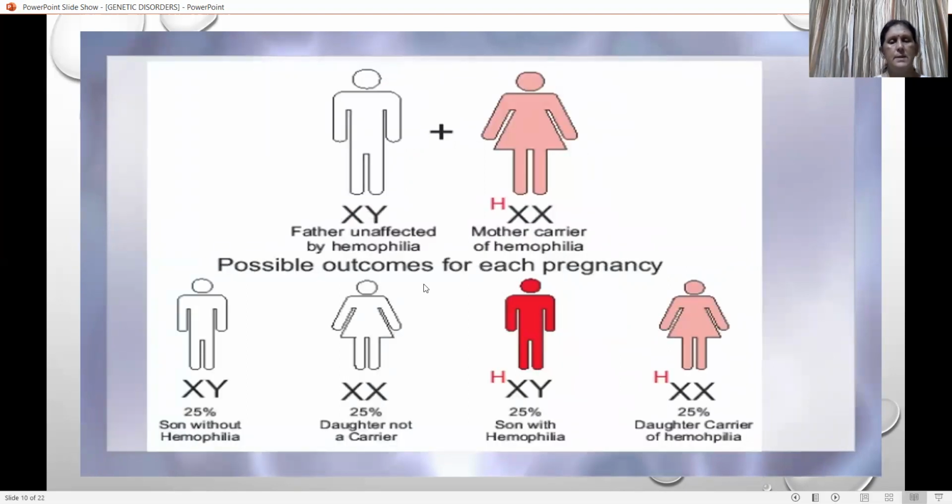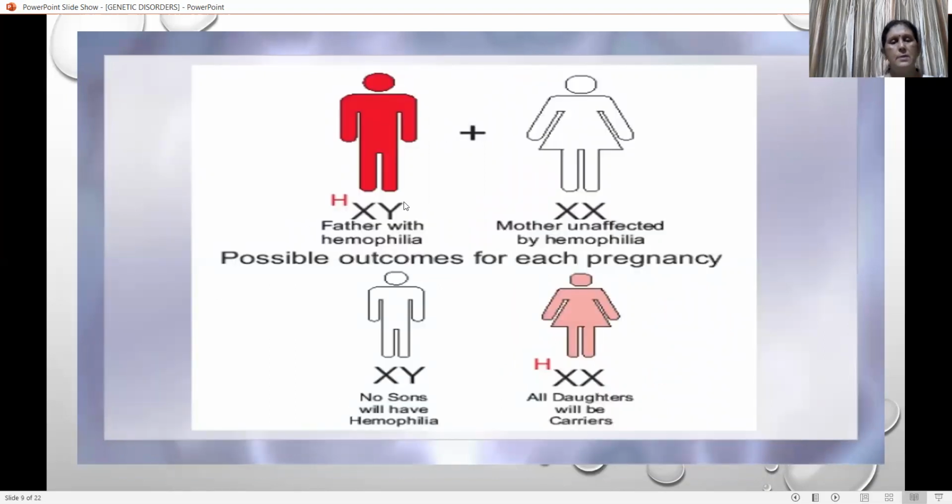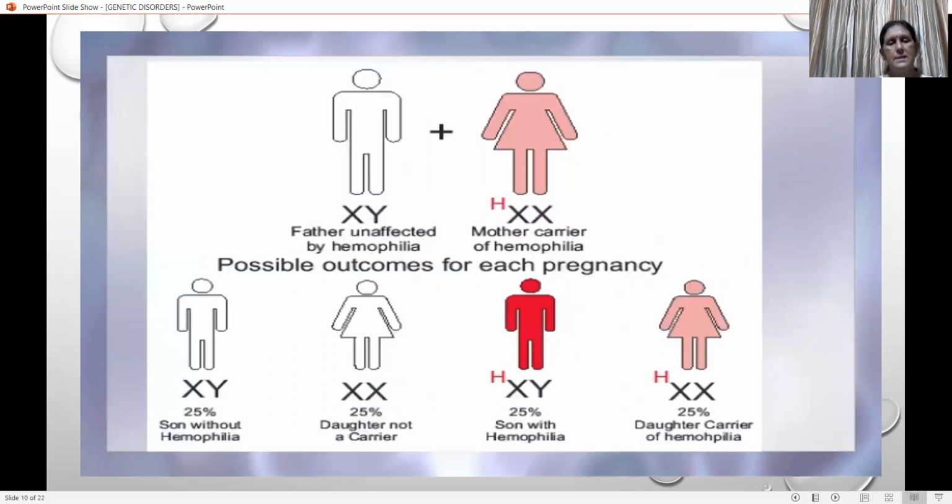So here in another case, the first one we discussed was if the father is hemophilic, and the second one is if the mother is a carrier and the father is healthy. In this case, the male, or father, is healthy, but the female, or mother, is a carrier. In this case, out of the 4, 2 are healthy and 2 are hemophilic. That means the X chromosome comes from the mother.